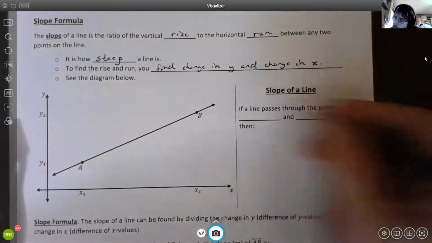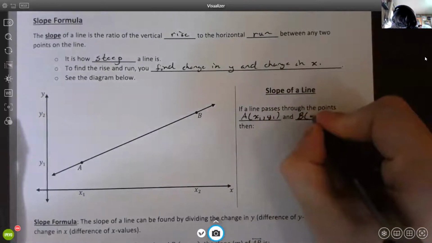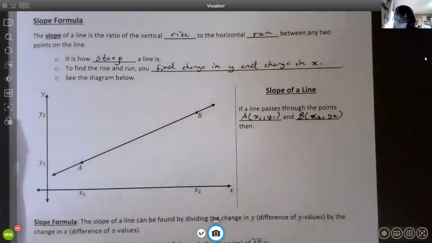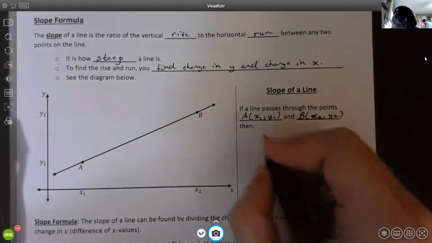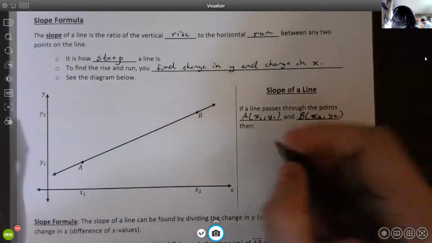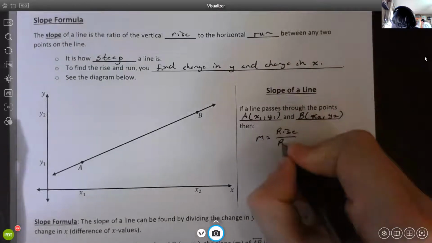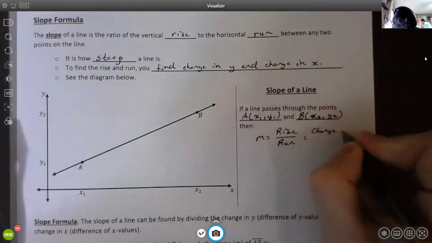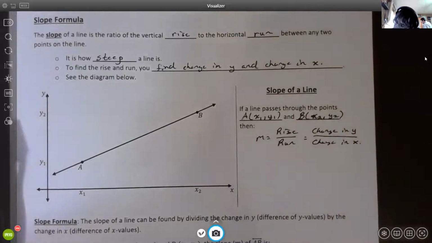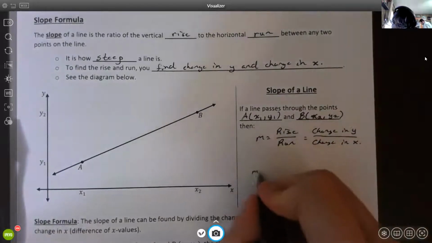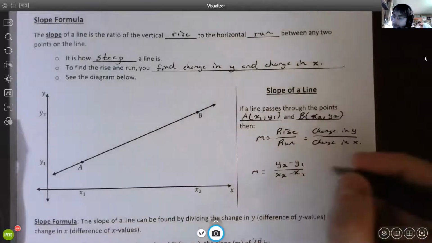Okay, so if a line passes through the points A, X1, comma, Y1, and B, X2, comma, Y2, then we can say that the slope of the line, graphically, remember we use M, lowercase m is the slope, is rise over run, which is the change in Y over the change in X. Algebraically, we can say that this is equal to y2 minus y1 over x2 minus x1.